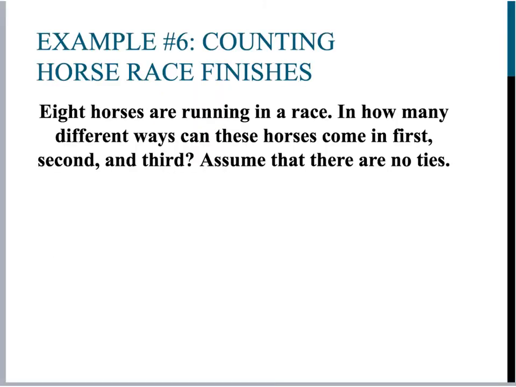All right, so example 6 says counting horse race finishes. It says 8 horses are running in a race, and how many different ways can these horses come in first, second, and third place? Assume that there are no ties.